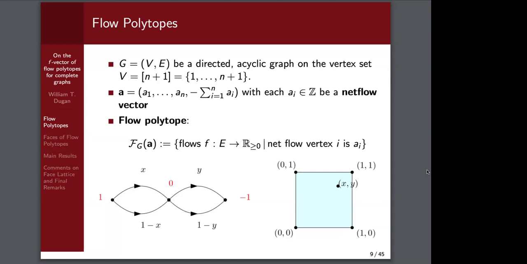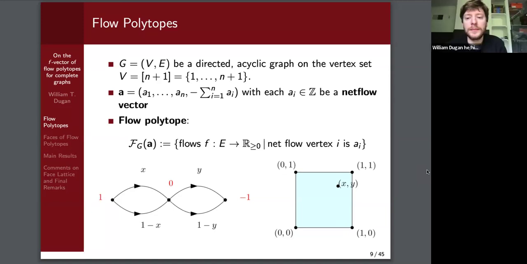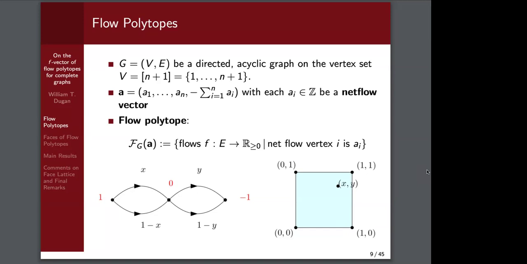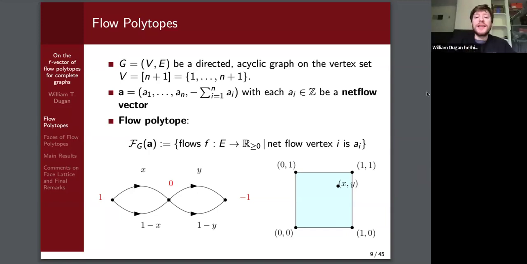Sorry, what do the integer vertices on the square represent? Like the 0, 1, the 1, 1? Oh, so those are just representing the coordinates in R2. Did I answer your question? Sorry, I might have misunderstood. I meant, how do they correspond to the original directed graph? So yeah, they correspond to the parameters X and Y.